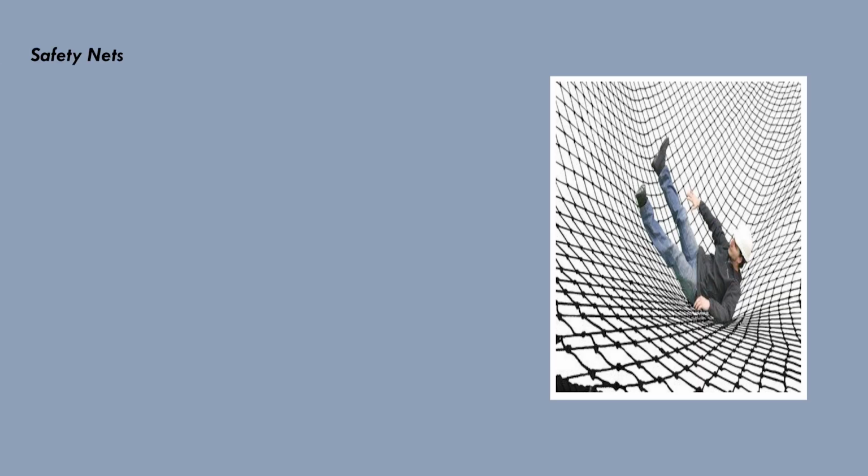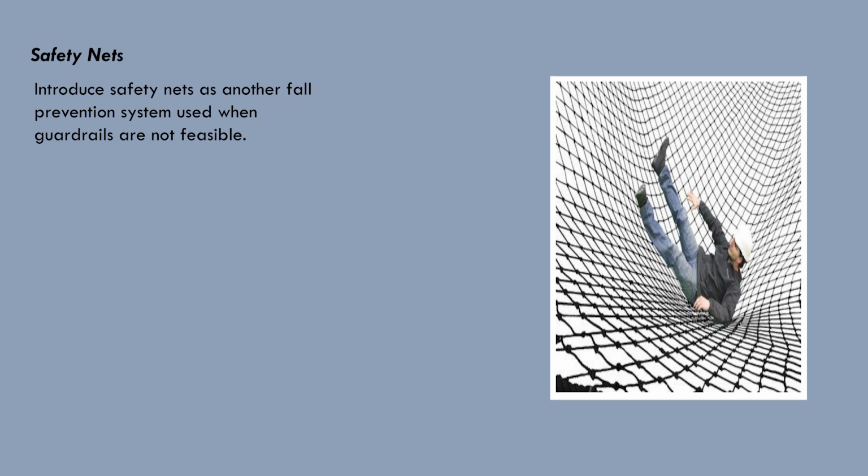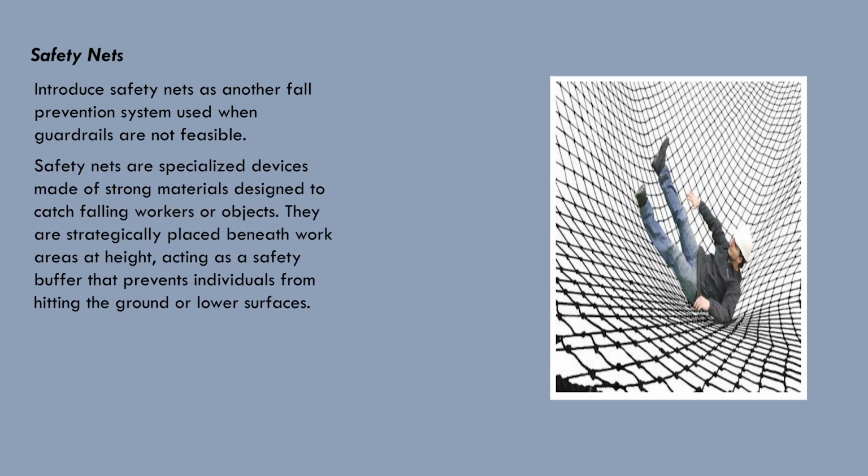Fall prevention systems. Safety net. Introduce safety nets as another fall prevention system used when guardrails are not feasible. Safety nets are a specialized device made of strong material designed to catch falling workers or objects. They are strategically placed beneath the work area at height, acting as a safety buffer that prevents individuals from hitting the ground or lower surface.